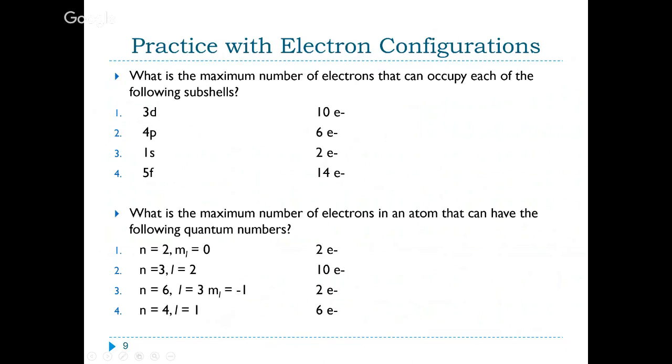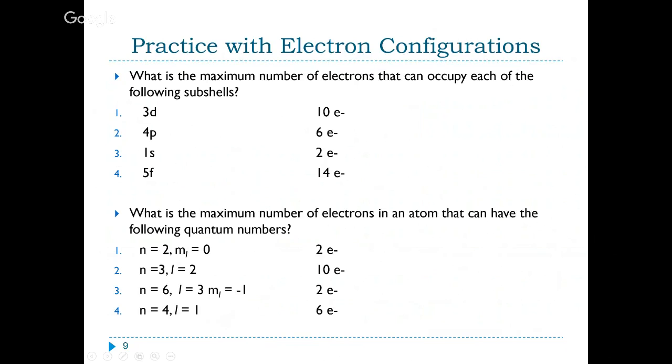So now if we actually bring some quantum numbers into it, if n equals 2 and m sub l equals 0, once again, the energy level is only determining the number of subshells that we can have. So I look here at m sub l and it says that it equals 0. Well, this is just showing me I only have one particular orbital, so that's 2 electrons.